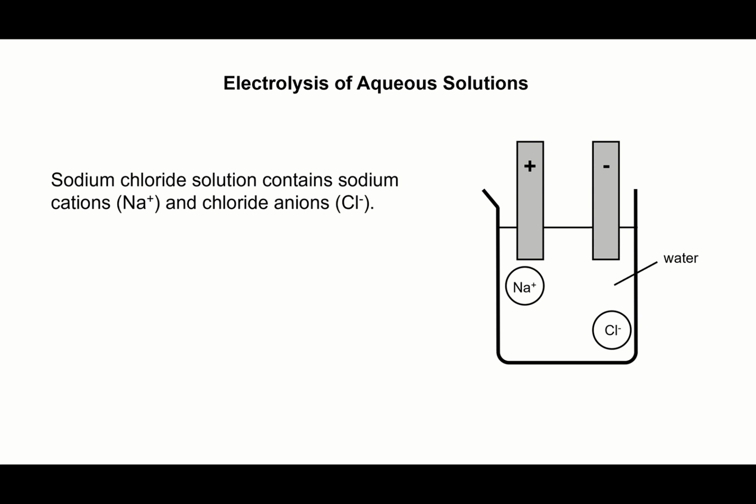Sodium chloride contains sodium cations and chloride anions. Remember, the word cation is the technical word for a positive ion, and anion is the technical word for a negative ion. You can remember that because cation contains the letter T, and that looks a bit like a positive charge.